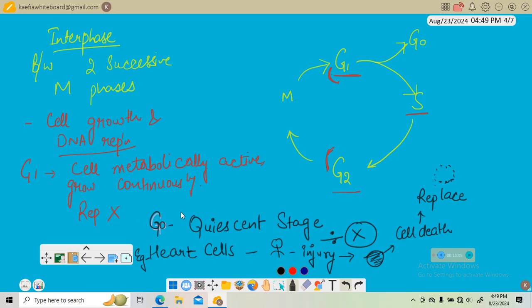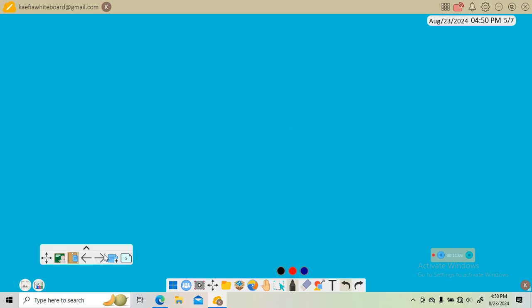Next, coming to S phase. Here in S phase, DNA replication takes place. We'll discuss S phase in the next session.